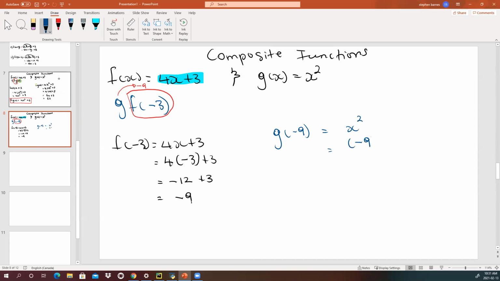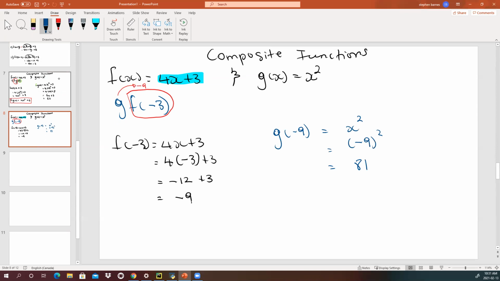So -9 squared. 9 times 9 is 81. So that's 81, which is the same as we got for the first answer. I think I prefer this method better.